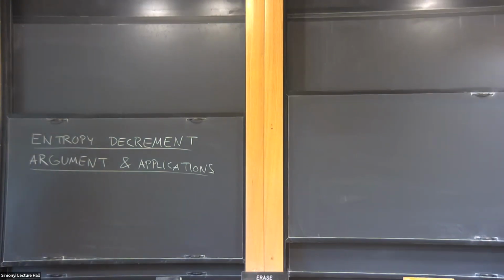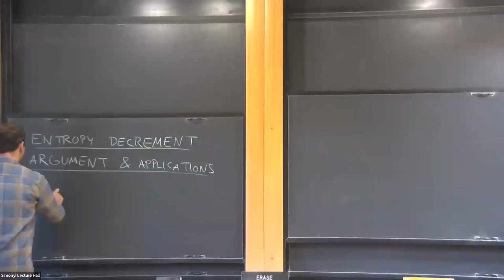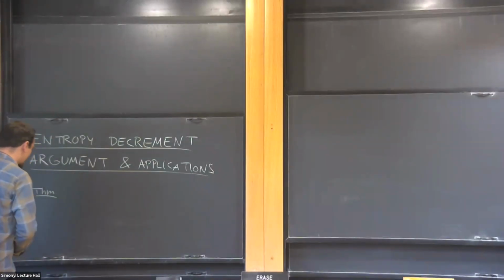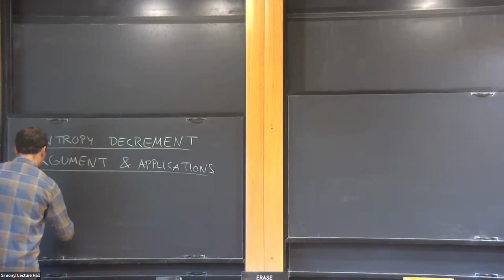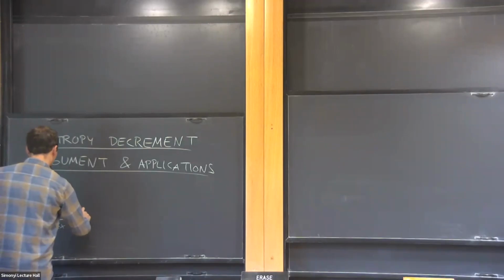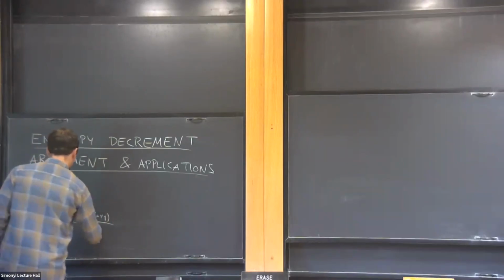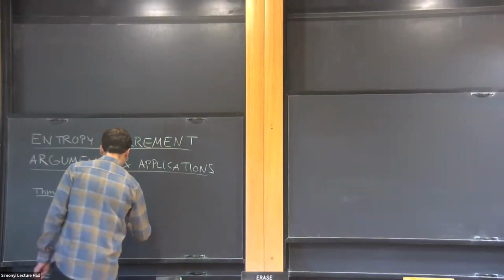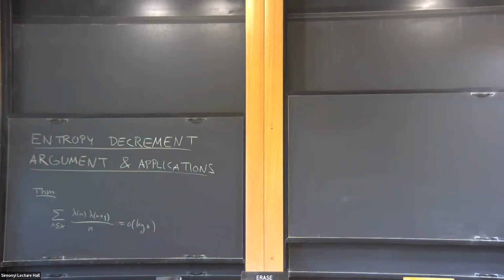Okay, but let's just start by listing a few applications of the method before we talk about the actual method, starting with the initial one for which Tao devised this method. So this is his two-point Chowla theorem. The sum of λ(n) λ(n+1) divided by n is o(log x), as x goes to infinity.